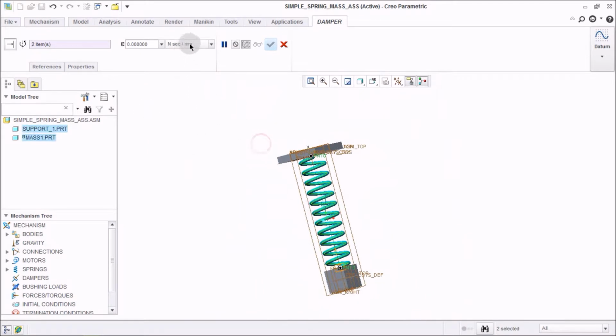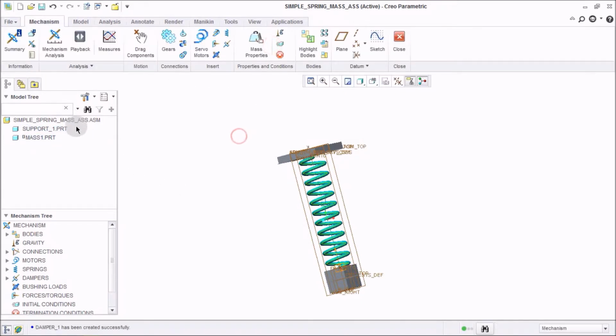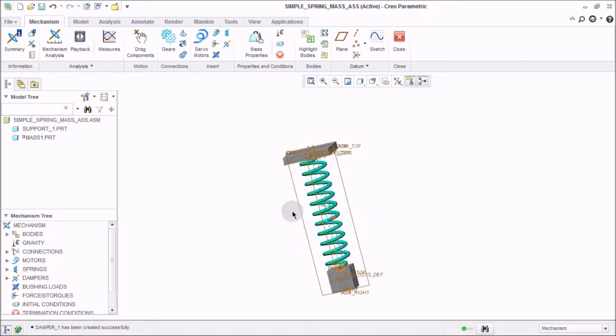Then select the units of the damper. Right now I am using Newton second per meter for the unit of our damper, and the software has a viscous damper. Let's say the damper value is 1 Newton second per meter. Enter. Okay, as we have introduced our damper, my amplitude is going to decrease consequently due to this damping present in the system.